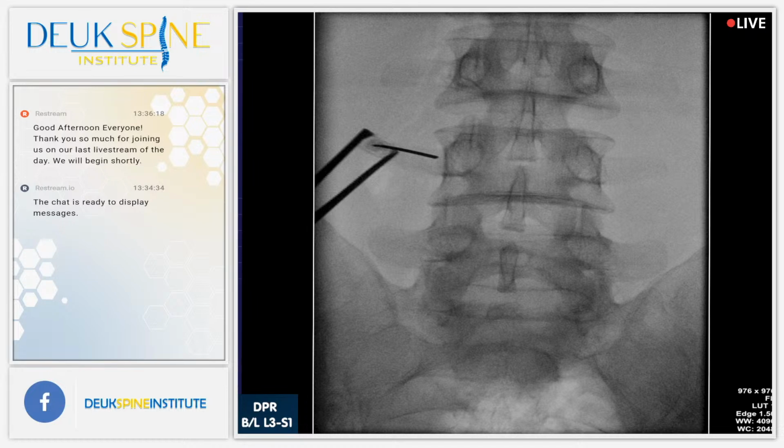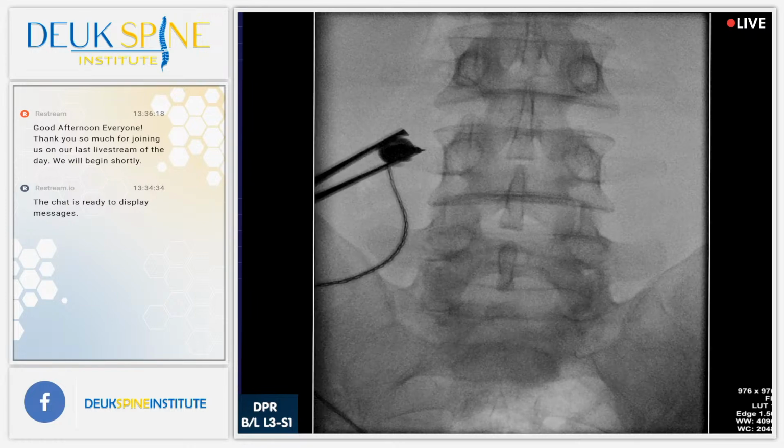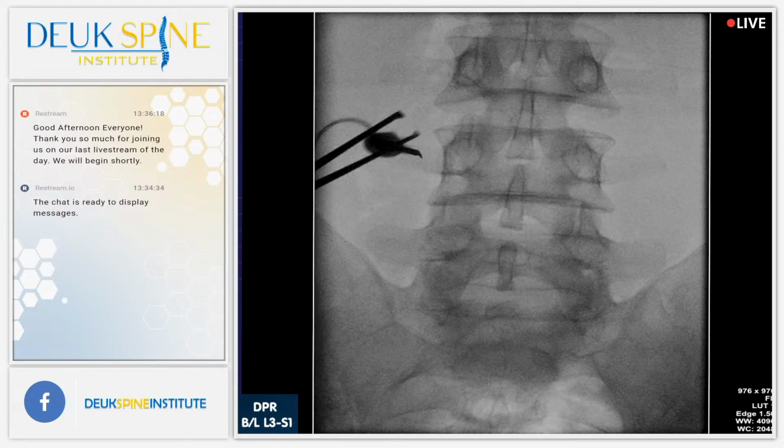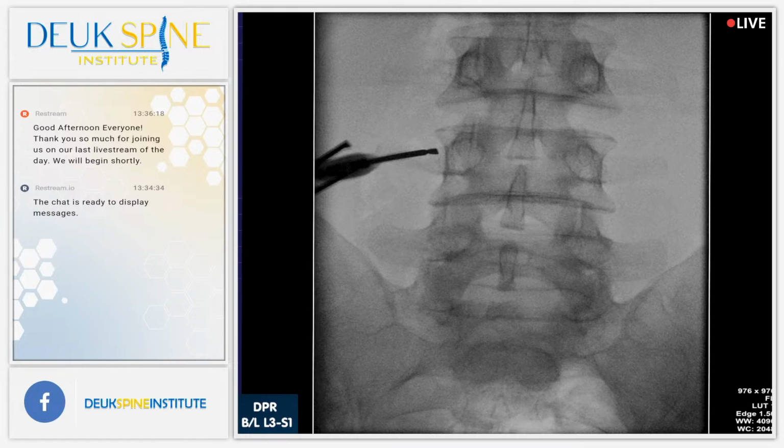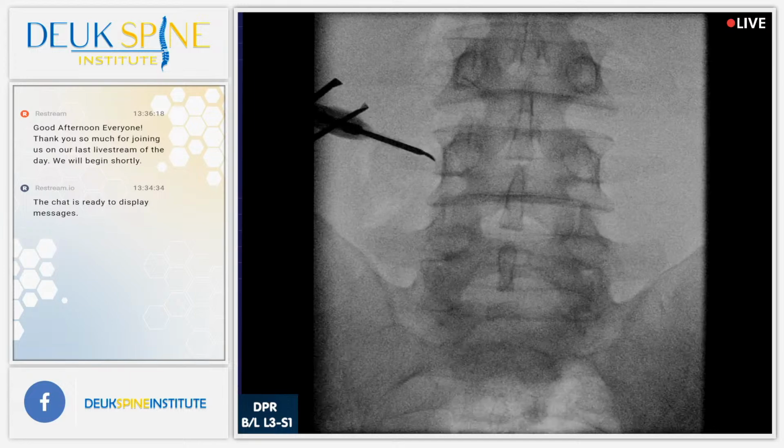So rhizotomy is to basically cut the nerve, and it's a standard treatment for joints that hurt. The spine is no exception. So we do rhizotomies, as do other doctors. And of course, the most common way to do a rhizotomy is to do something called a radiofrequency ablation.